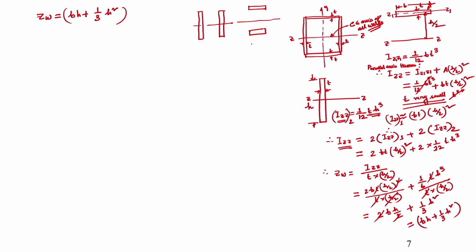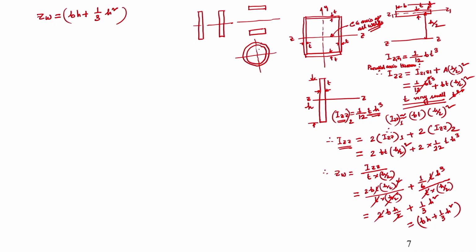If this tank is circular instead of rectangular, then for circular, you know this thing very well, that Izz equals pi t r cubed. I have already shown these things. So, based on this, generally you can find out for different configurations of weld joint the Izz, and based on this you need to find out what is ZW.